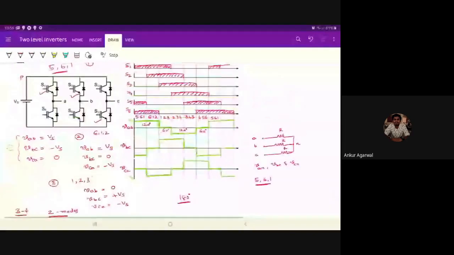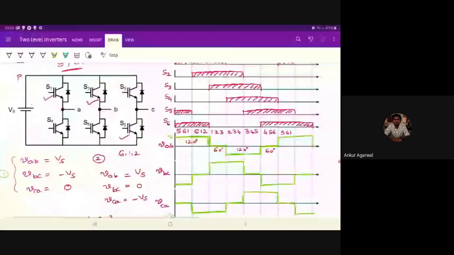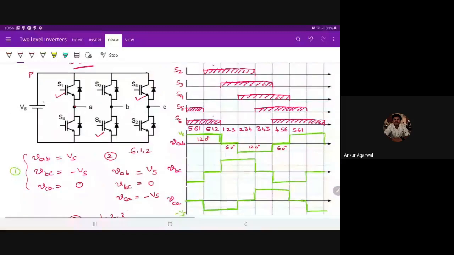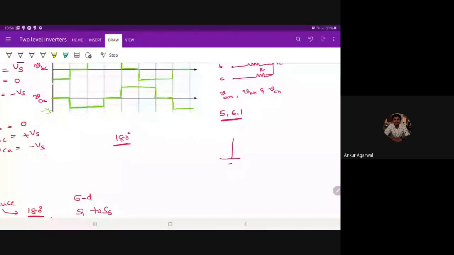In case of 5, 6, 1 in conduction, this is 5 and 6 in conduction, right? So this A is connected to the DC source positive terminal, B to the negative terminal, and C again is connected to the positive terminal. Therefore the equivalent circuit is: this is Vs, this is the DC, and somewhere you have the phases. So this is B phase and this is C phase.